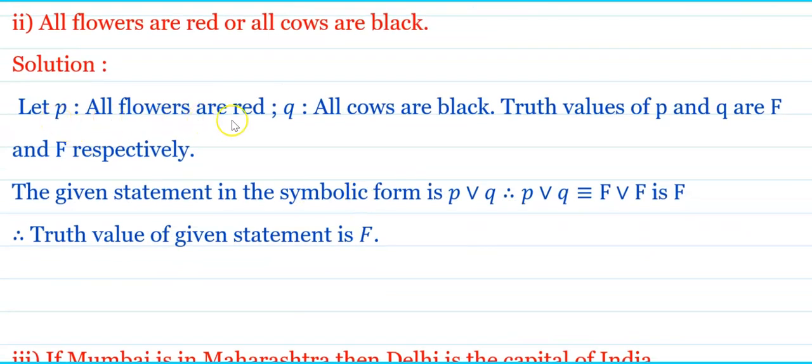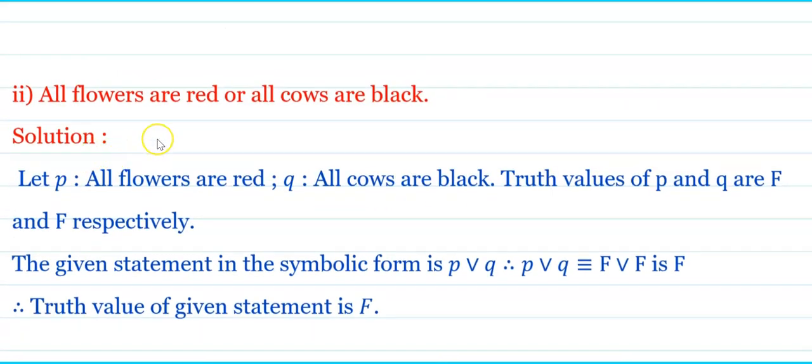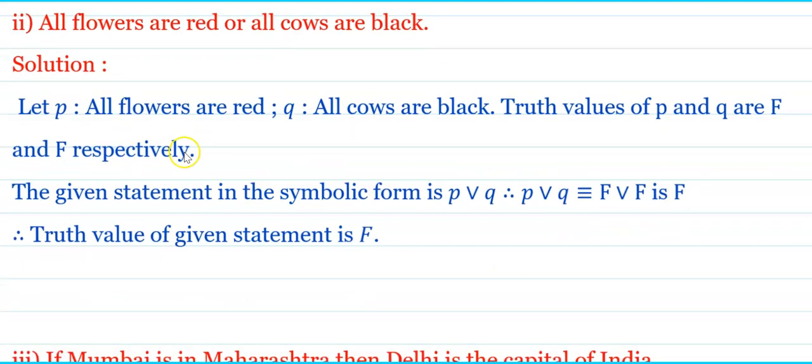Now P, all flowers are red. Q, all cows are black. The truth values of P and Q are F and F respectively. Are all flowers red? No. Are all cows black? No. Therefore, the truth values of both the statements are false. And between them there is or. The given statement in the symbolic form is P or Q. And therefore, P or Q is equivalent to F or F. And it is F. The truth value of the given statement is F.